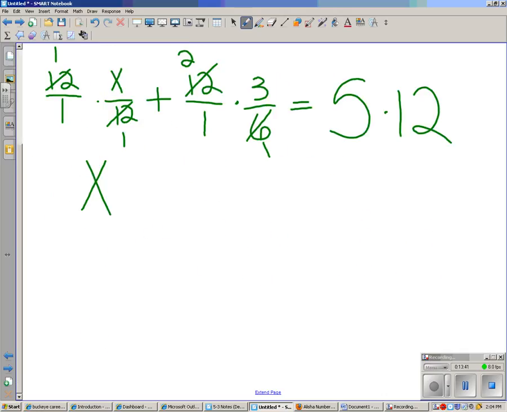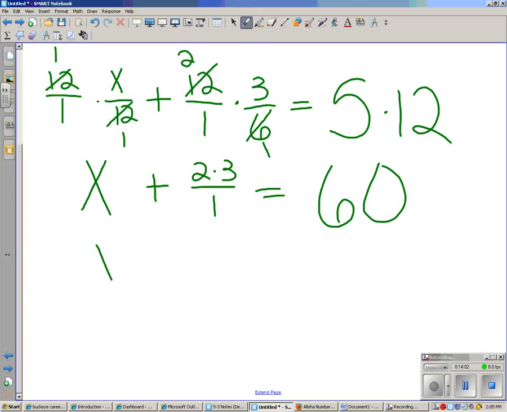Okay, so I'm left with, well, what happens here? I'm left with 2 times 3 over 1, right? Because I have 2 and 3 on top, equals 5 times 12 is 60. Yeah, 2 times 3 divided by 1 is just 6. 2 times 3 is 6, divided by 1 is 6.